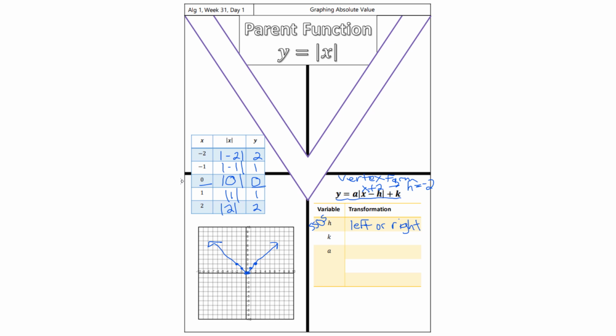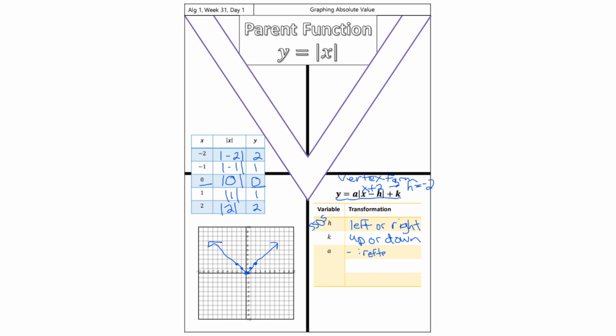K on the outside is just like the k on a parabola. It's going to be the shift up or down, and it's not inside. So positive is up, negative is down. I have 3 lines here for A, and I'm actually not sure how well 3 lines are going to go. What I wanted to basically get across is that if A is negative, then that's going to make it open down instead of up, so it makes it reflect.